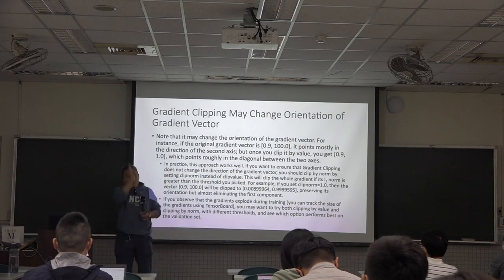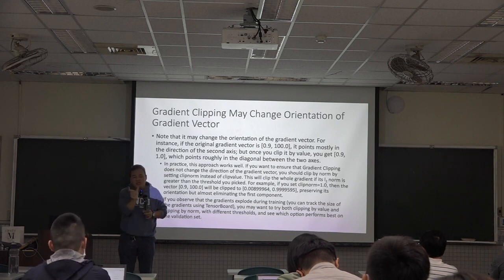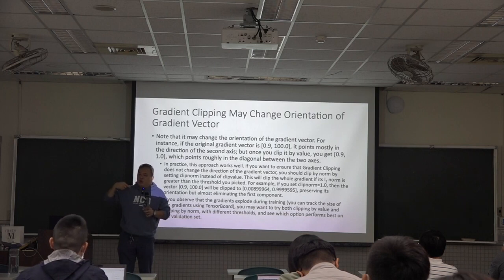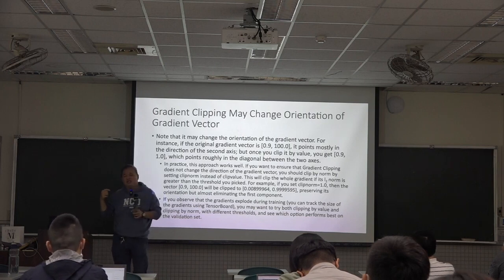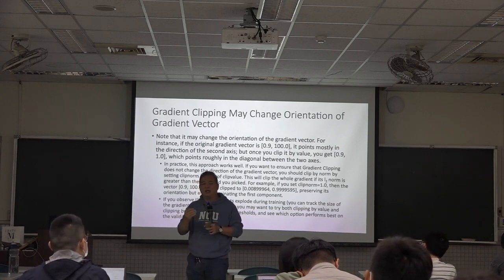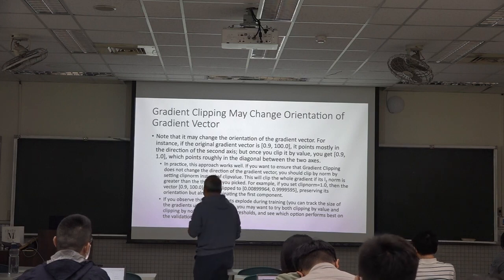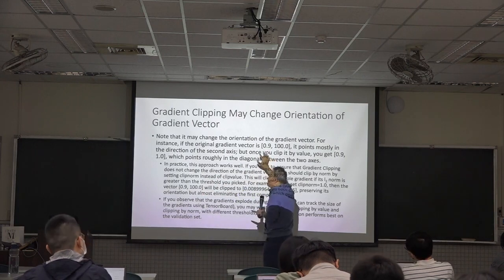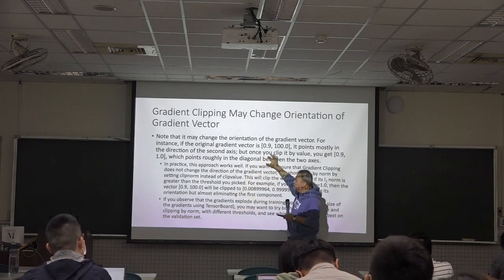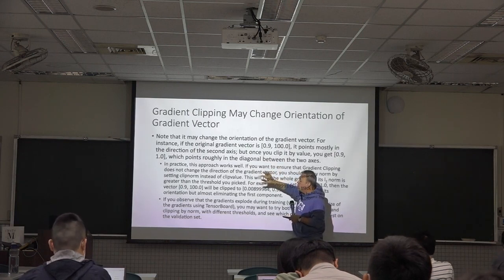So one is north, one is close to 45 degrees. The difference of the direction is quite large. So when you use this direction to do gradient descent, you may instead increase the cost function, not reduce it. Okay, so this is the issue for clip by value. That's why we have another idea called clip by norm.